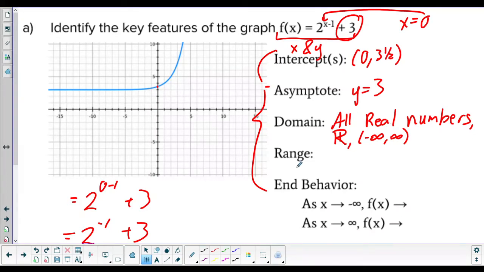Okay. The range is a little bit harder. In general, for exponential growth and decay functions, your range is going to be from the asymptote number to infinity. The reason the asymptote number gets a parenthesis instead of a bracket is because by definition, an asymptote is a line that the graph approaches but never touches.